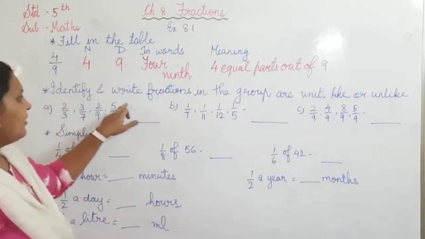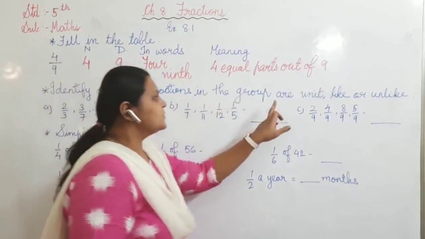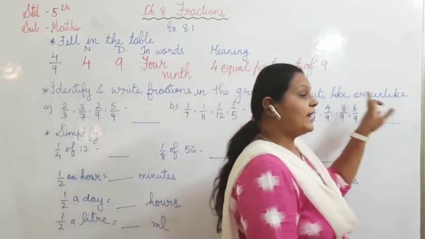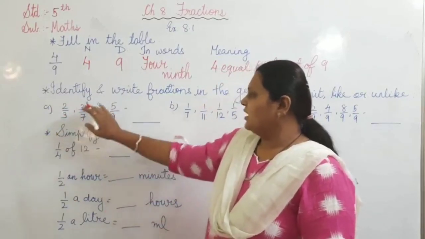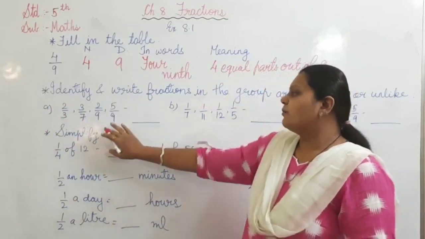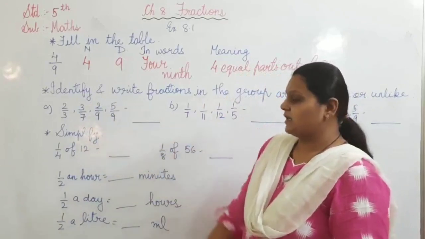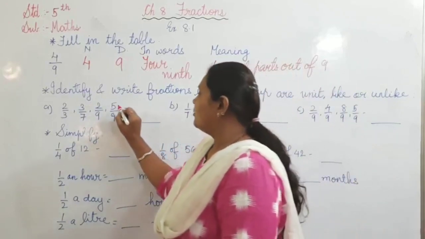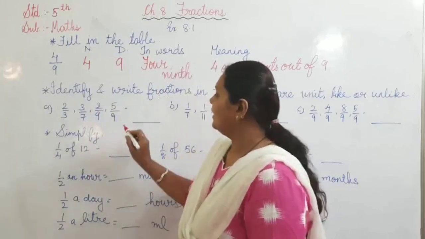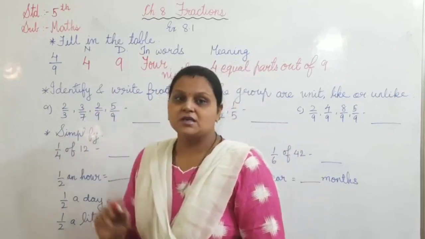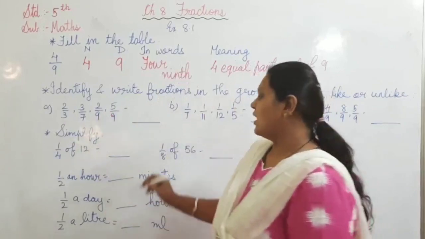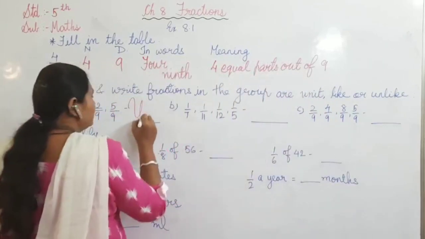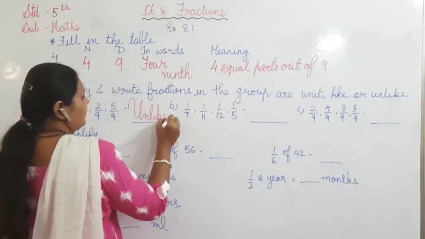Next is identify and write fraction in the groups whether it is unit, like or unlike. First is 2 upon 3, 3 upon 7, 2 upon 9, 5 upon 9. Here we observe that numerator is not equal and denominator is different. So, when different denominators are there, it is called unlike fraction. So, here we will write unlike.